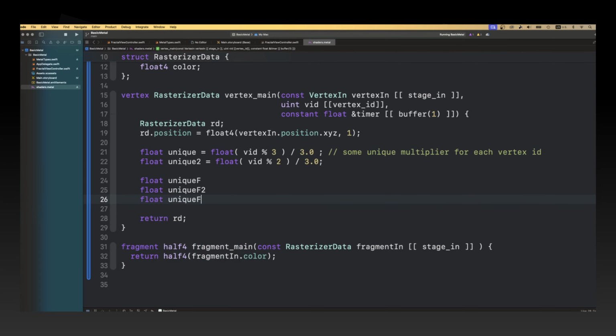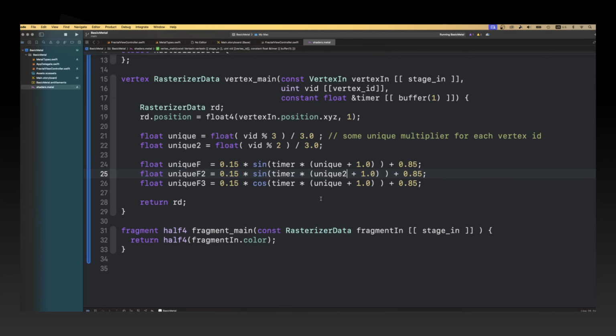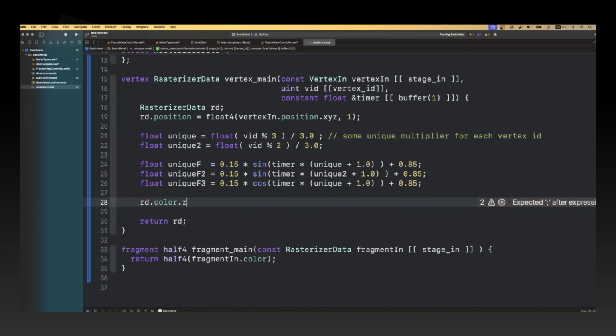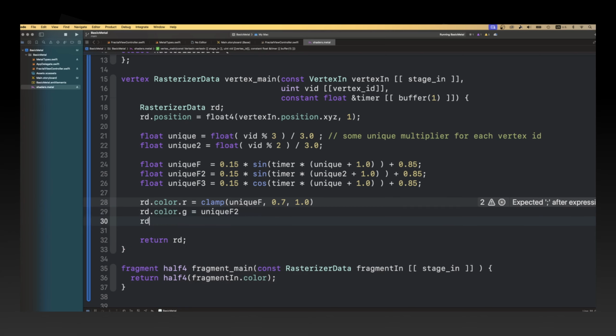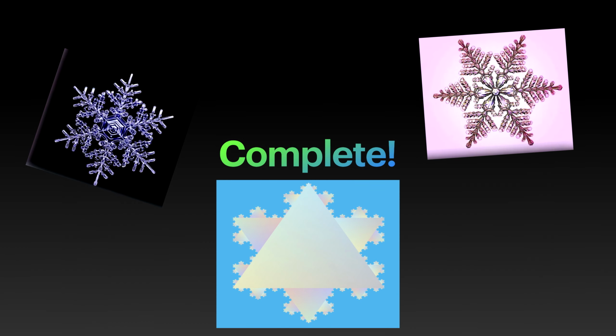Then I need 3 different floats for R, G, and B values for the red, green, and blue that vary with time. I'll use a sine and a cosine function for these, and I messed around with these values myself to figure out what would look cool. Then I send the rasterizer data over to the fragment main function with these values. Now we can see that colorful snowflake is all done.